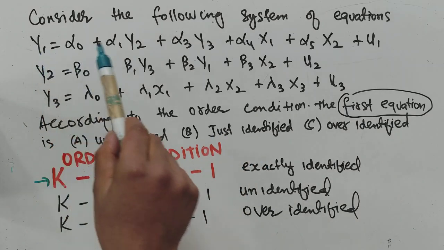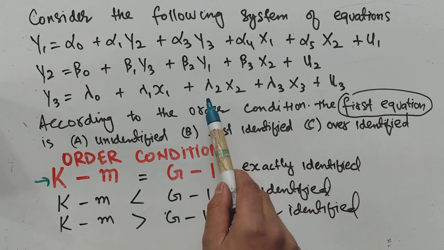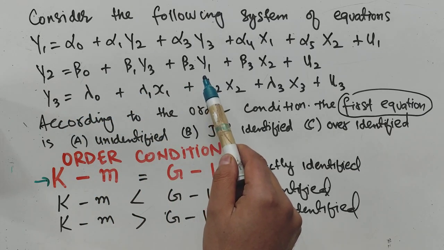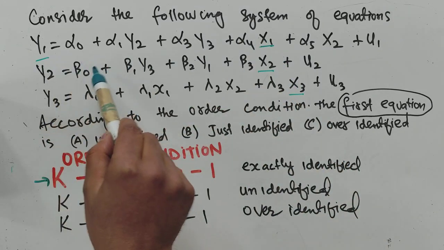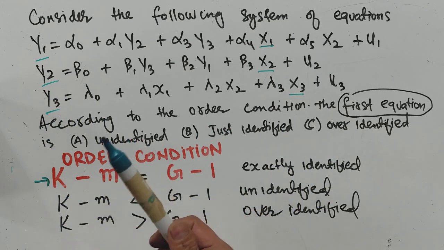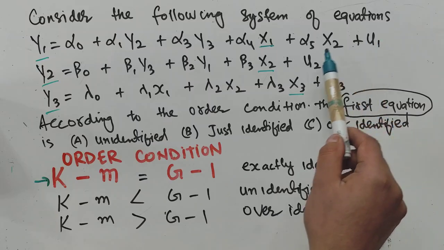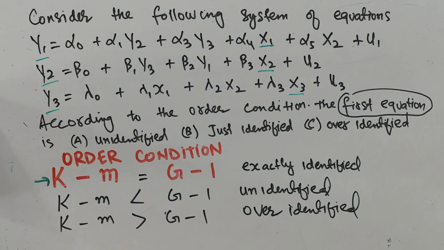So we have y1, y2, y3, and then we have x1, x2, and x3 is also somewhere. We have x3, x2, x1, and y1, y2 and y3. The total number of variables, whether endogenous or exogenous, is 6. These alpha naught, beta naught, gamma naught are the constants, and u1, u2, u3 are the residual terms. They are neither endogenous nor exogenous. So the total number of variables in the model is the value of k.